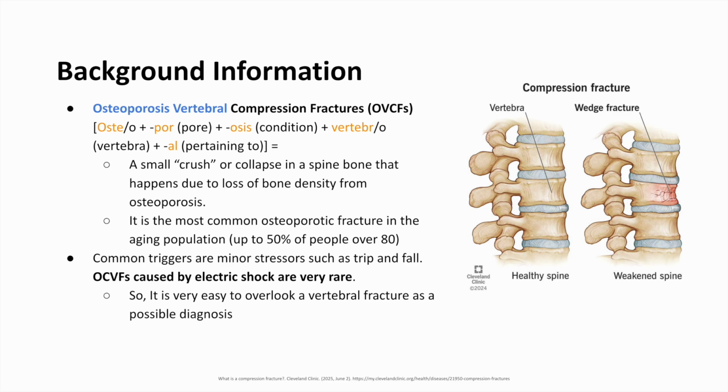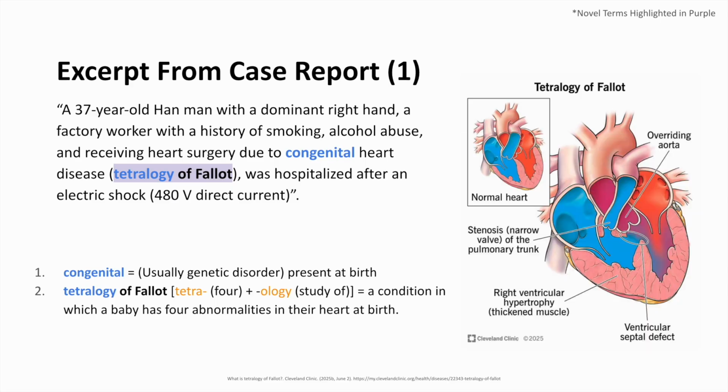So, okay, I only covered this one. You might have noticed a very weird term, tetralogy of Fallot, in that paper. I didn't know what that was either, so I searched it up. Tetra is a prefix that means four, and -ology means a study of. So it's a condition in which a baby is born with four different abnormalities in the heart at birth.